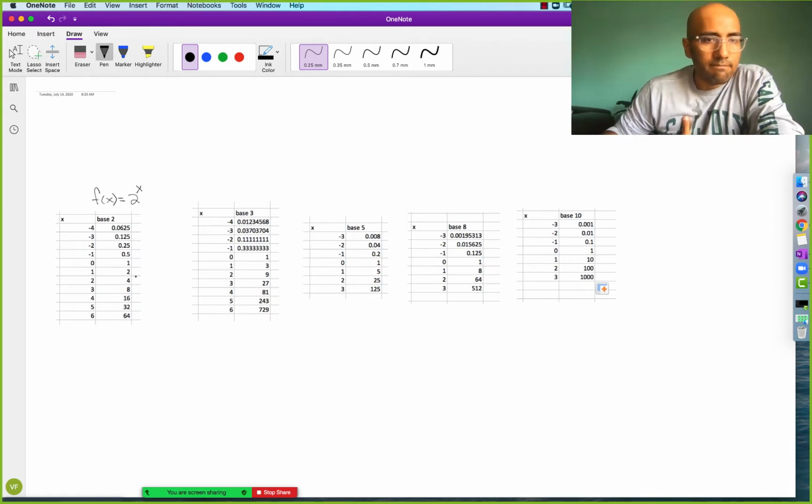So this one, for example, could be written as 2 to the power of x. So this one could be f of x equals 2 to the power of x. So as a result, say this 8 right here is the result of 2 to the power of 3, which equals 2 times 2 times 2, which is how we get that.